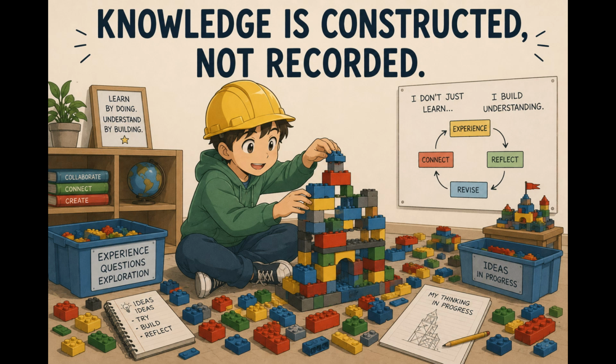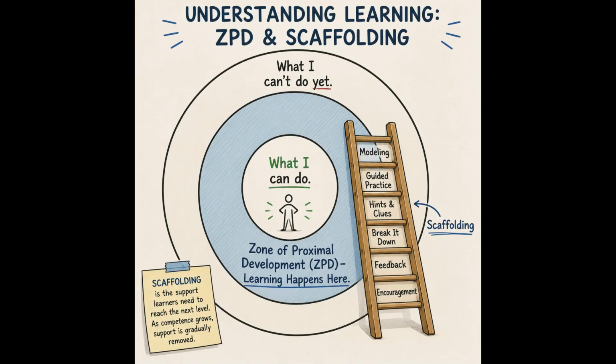Vygotsky added the social dimension. We learn best through interaction with more knowledgeable others. Ever heard of the zone of proximal development? That's Vygotsky. It's the sweet spot between what you can do alone and what you can do with help.